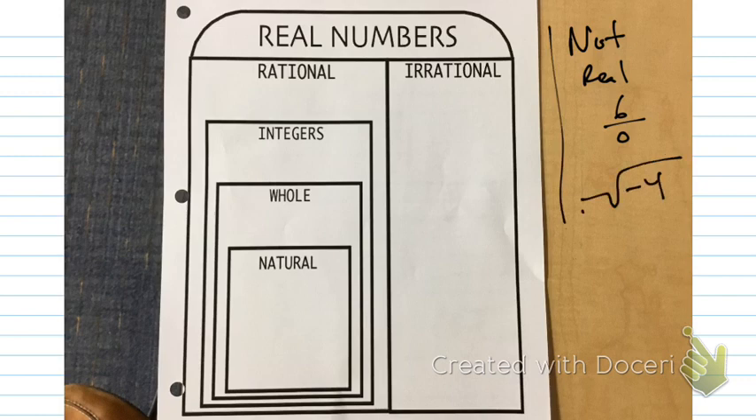Can you have a negative square root? No, because anything times itself is always going to be positive, right? Positive times positive, negative times negative. There's no way to get a negative. Until you get to advanced algebra, trig, and you'll learn about these things called imaginary numbers, but don't worry about that now.